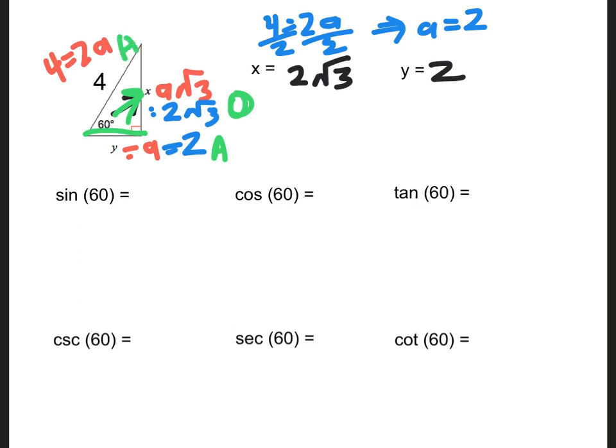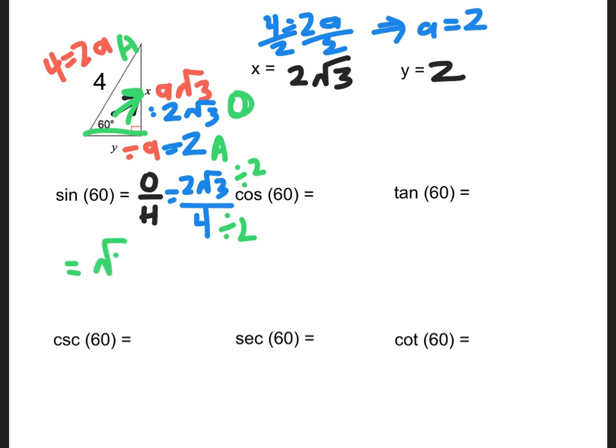For sine, again, we're doing opposite over hypotenuse. We said our opposite side was 2 root 3, and our hypotenuse was 4. For this one, I can divide those both by 2. And when I do that, I get root 3 over 2 as my answer. We'll highlight it in yellow.